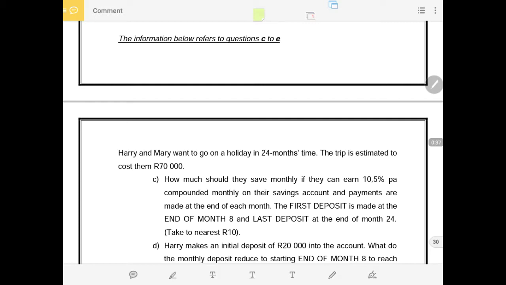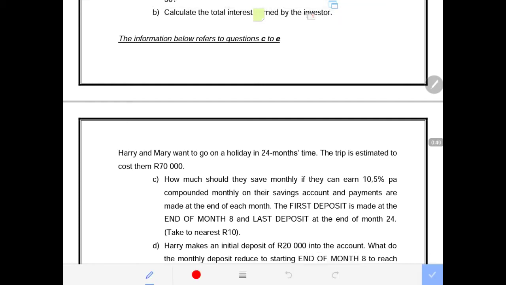The information below refers to questions C to E. It says Harry and Mary want to go on a holiday in 24 months' time. The trip is estimated to cost them 70,000 rands. So this is what they need to raise over the period of 24 months. So if they need the 70,000 rands, that means this 70,000 rands becomes the future value, what they need to have at the end of 2 years.